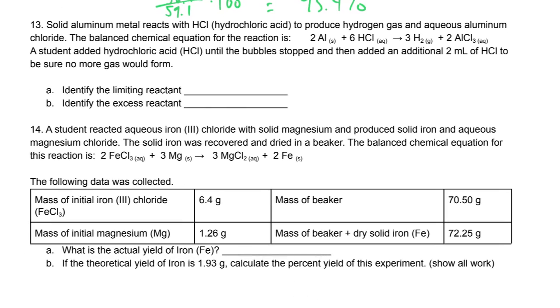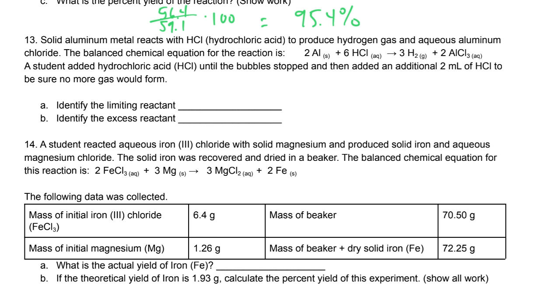All right. Solid aluminum reacts with hydrochloric acid to produce hydrogen gas and aqueous aluminum chloride. The balanced equation is thus: a student added hydrochloric acid until bubbles stopped and then added an additional 2 milliliters to make sure no more gas would form. The limiting reactant would therefore be the aluminum because it was not added in excess. And the excess reactant is the hydrochloric acid.